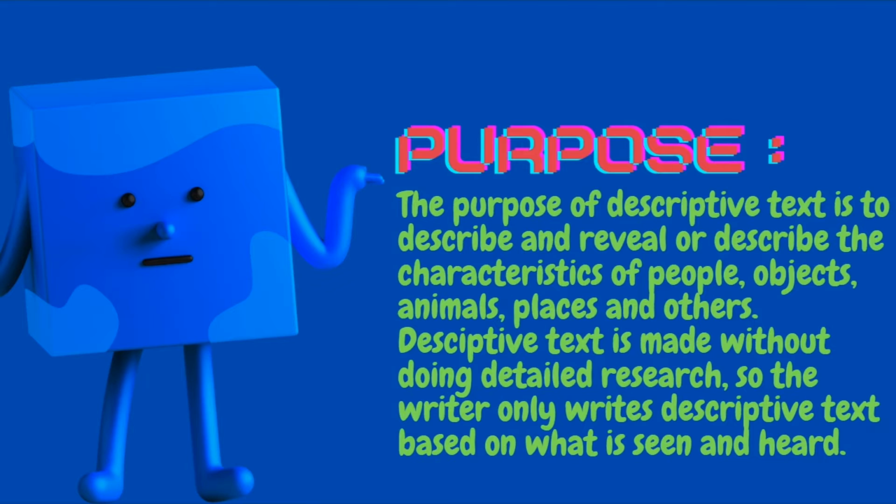Purpose. The purpose of descriptive text is to describe and reveal the characteristics of people, objects, animals, places, and others. Descriptive text is made without detailed research, so the writer only writes based on what is seen and heard. It can also be said that descriptive text describes what the person or thing is like, its shape, properties, numbers, and others.